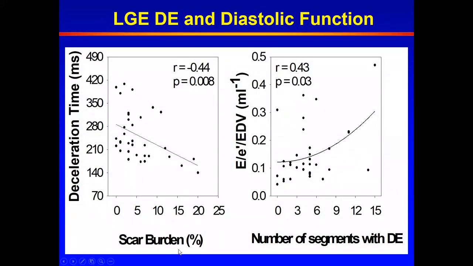Importantly, the more the scar burden and the more the number of segments with delayed hyperenhancement, the worse the indices of compliance, or the higher the indices of chamber stiffness, such as the ratio of E to E prime ratio to end diastolic volume. So E to E prime is a surrogate of pressure. The end diastolic volume is volume, obviously. So there is that. Granted, it's a widespread, it's not a tight relation. As you can expect, other variables contribute to stiffness, and these are not perfect parameters that go one for one for what chamber stiffness is.